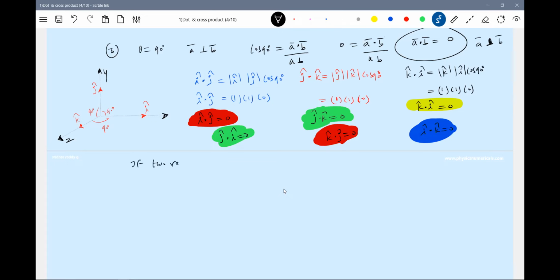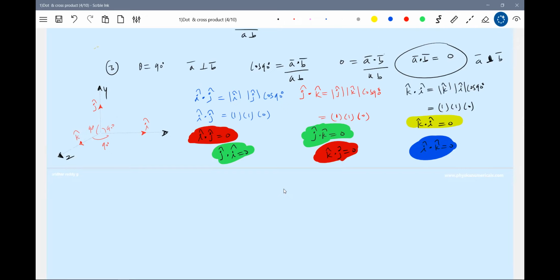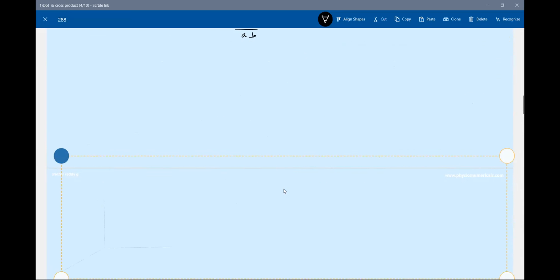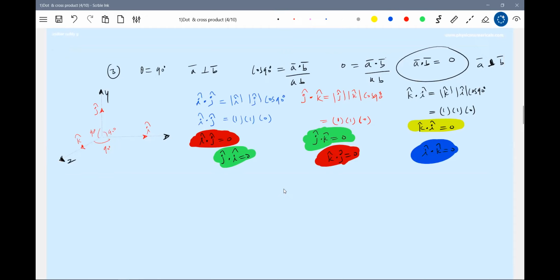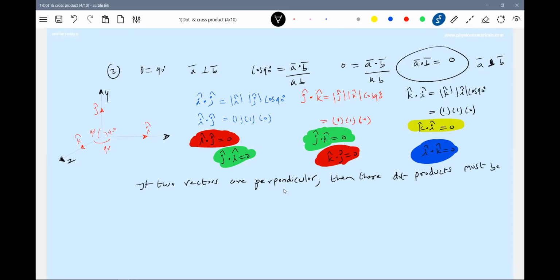Let me bring the whole data to the next page. If two vectors are perpendicular, then their dot product must be zero. The dot product of those vectors must be zero. That is what we can conclude for the dot product.